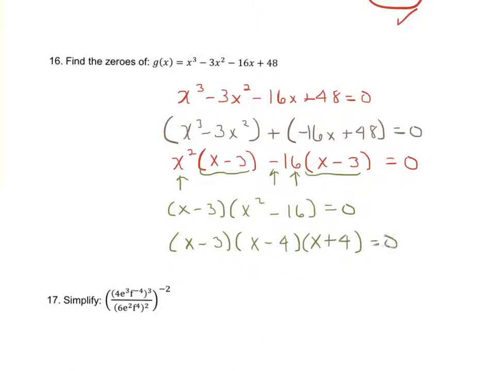And now I can identify my zeros. 3, 4, negative 4. Again, your calculator, if you graph that, that's where it crossed the x-axis, those 3 x values.